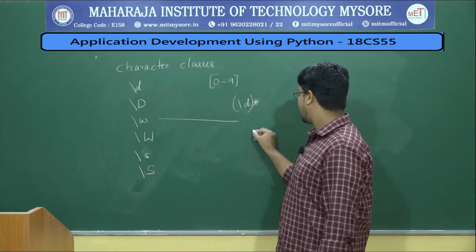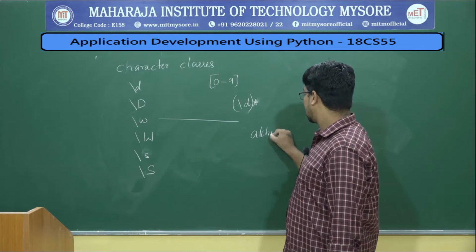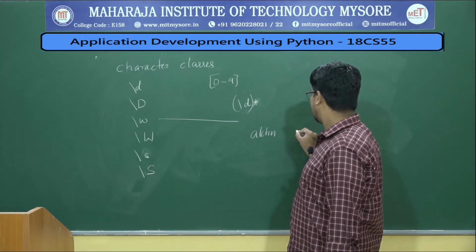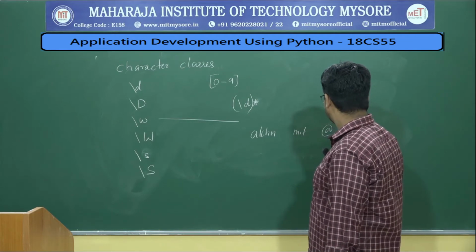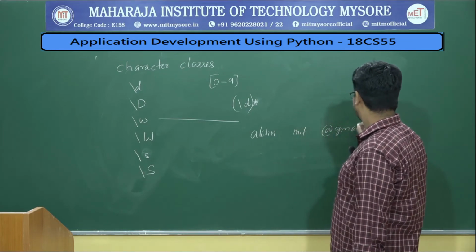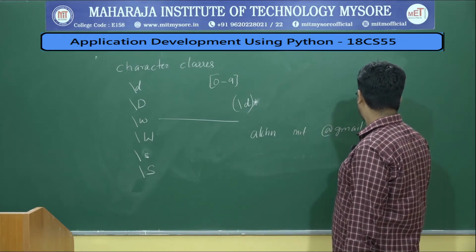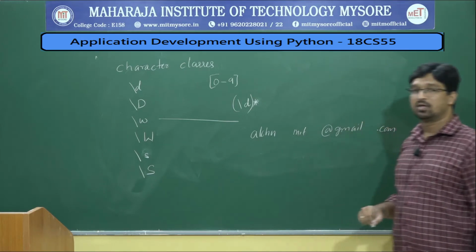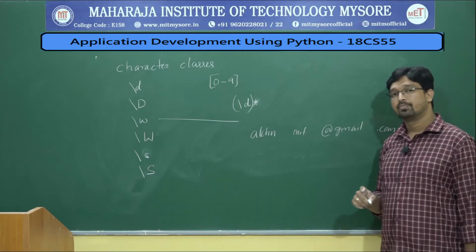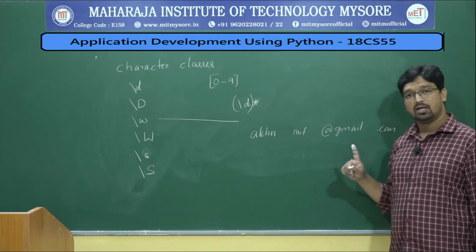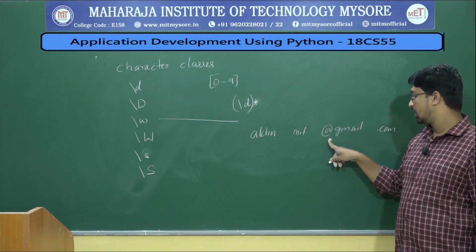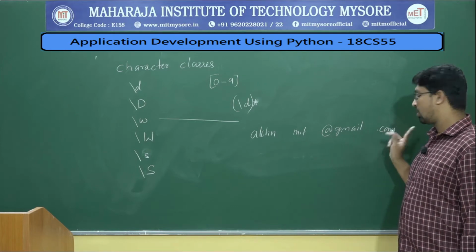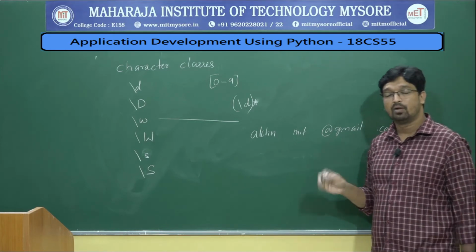How? Let us say, can you have it like this: AKHN space MIT space at gmail space .com. Can you check whether it is a valid email ID? AKHN space MIT space at gmail space .com. No, it is not a valid email ID.